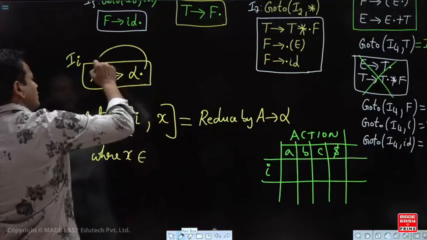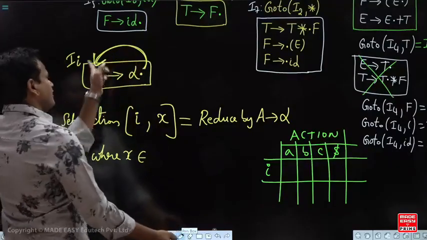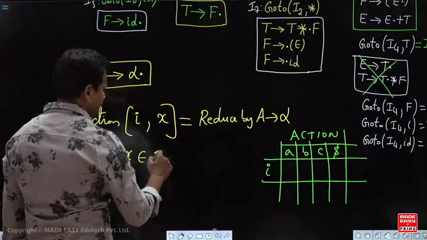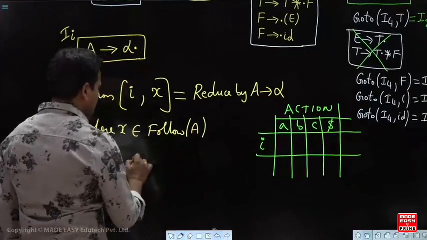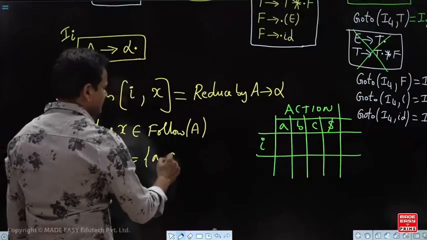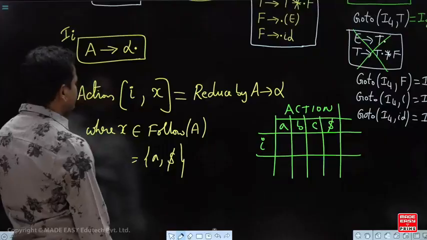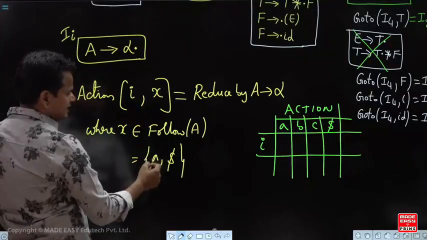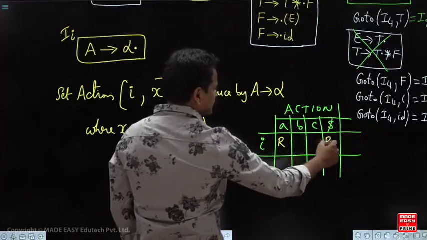Do you remember what this is? Follow of A. X is follow of A. Suppose follow of A is A and dollar. Example, follow of A is A and dollar. That means ith row, xth column. What is x here? A and dollar. So ith row, A column, ith row, dollar column.